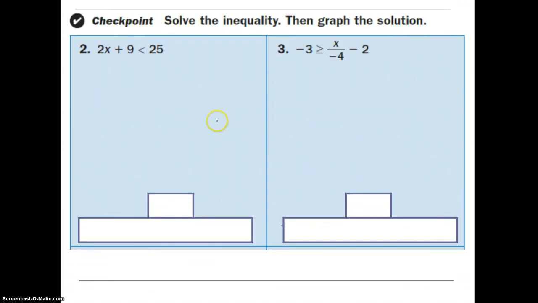Please pause the video and solve this inequality. Remember, the sign flips, the inequality symbol flips if you divide or multiply by a negative.